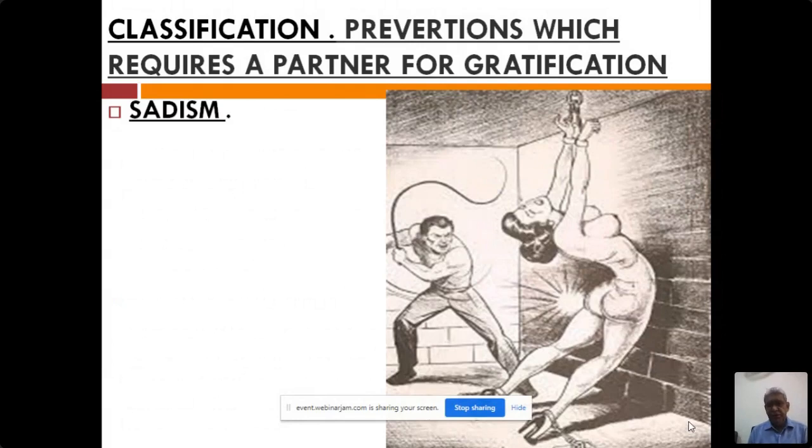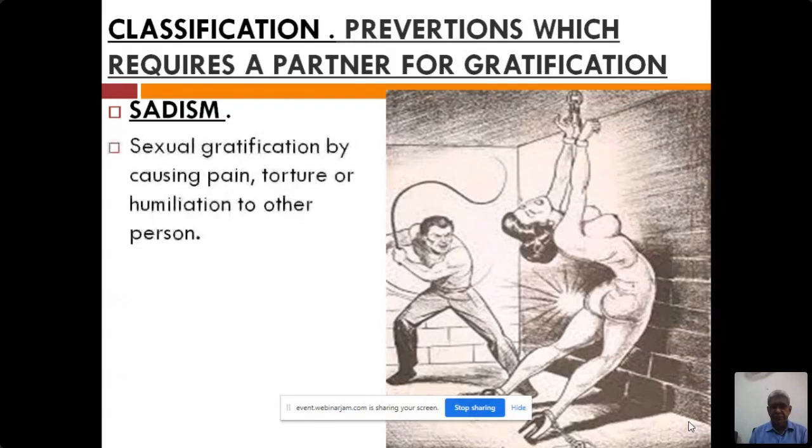Without the involvement of the other partners, no such activity of perversion would be carried out. The first one is sadism. What is sadism? Sadism is the sexual gratification by causing pain, torture, or humiliation to another person. It may be present in both male and female, with a higher prevalence in one sex or the other.